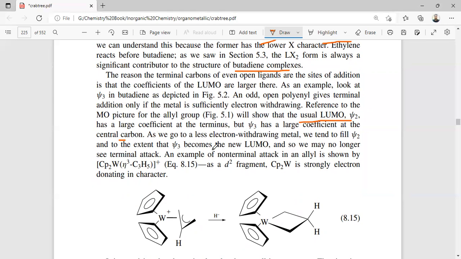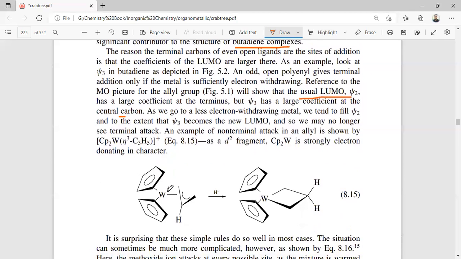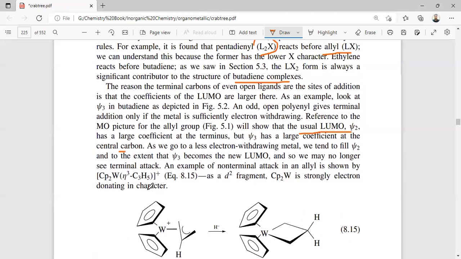As we go to a less electron-withdrawing metal, we tend to fill psi 2, and to the extent that psi 3 becomes the new LUMO, we may no longer see the terminal attack. An example of non-terminal attack on the allyl is shown. Normally, for this case, the terminal attack is formed because, from the MO diagram, psi 3 is the LUMO.